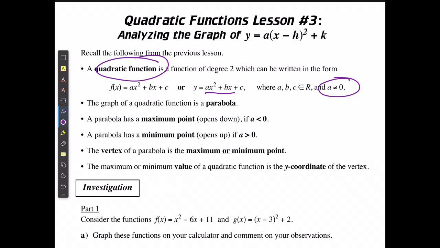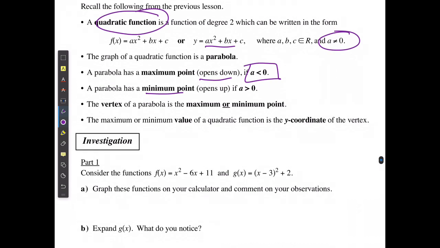It's got a maximum point, or opens down, if a is less than 0 or a is negative. It has a minimum point, or opens up, if a is greater than 0. The vertex is going to be the actual coordinates at the maximum or minimum point, and the maximum or minimum value of a quadratic function is the y value at the vertex. So if I ask what the maximum value is or the minimum value is, it's just the y part from the vertex.